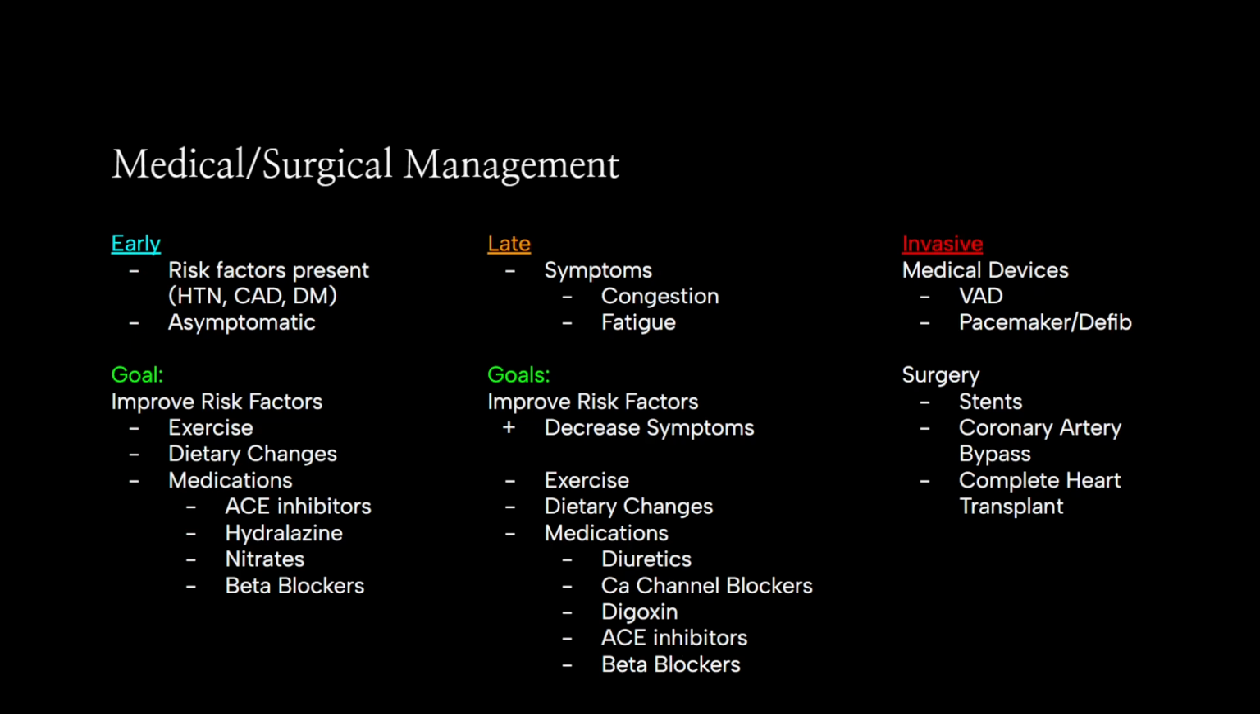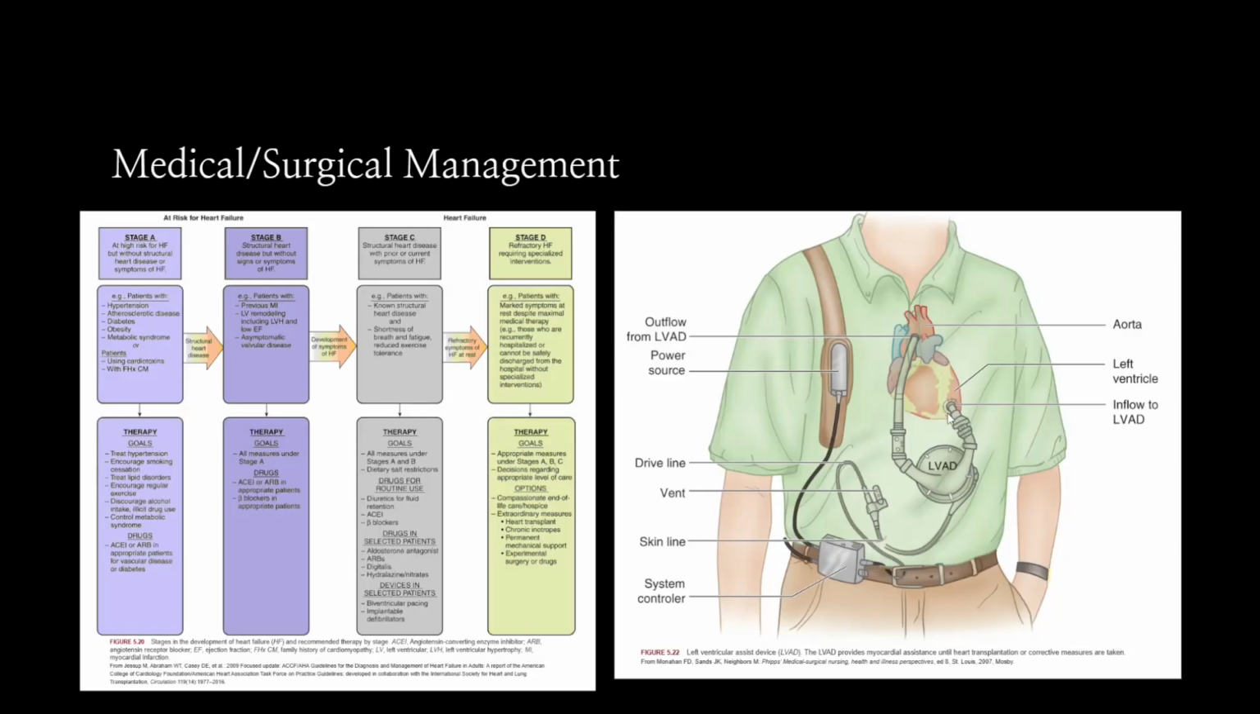Then we get to some devices and surgery, more utilized in late stage. So first we have a ventricular assist device. Here's a picture of what one looks like. This is a left ventricular assist device, and we talked about this a little bit in class, where there's a wire that will leave the body, and there's a system controller and a power source, sometimes two power sources. And you can have it on the right side, the left side, or sometimes both. It would be referred to as a BiVAD.